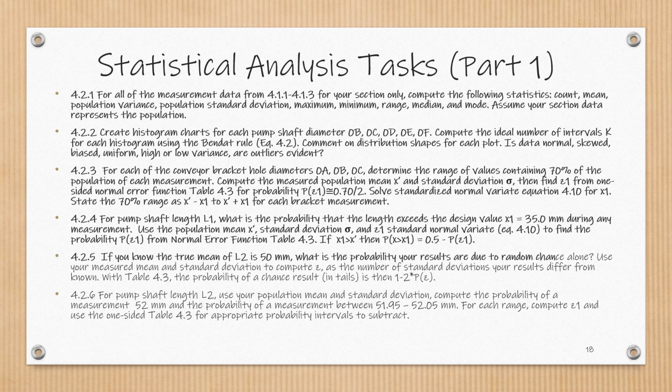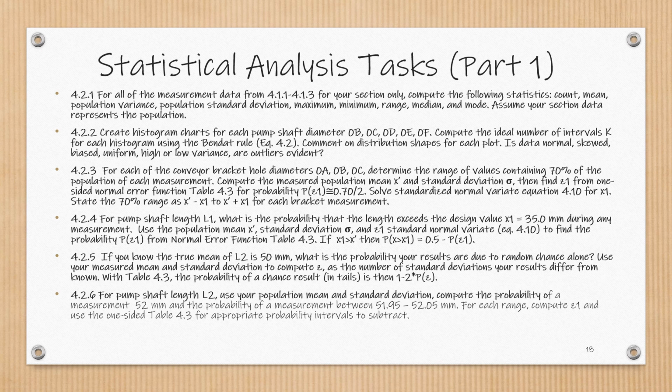If we know that the true mean of L2 from the shaft is 50 millimeters, we'll find what the probability is that the results are due to random chance alone. We'll also look at the L2 population mean and standard deviation, and we'll find the probability that a measurement is above 52 millimeters or that a measurement is between 51.95 and 52.05 millimeters, a tolerance range.